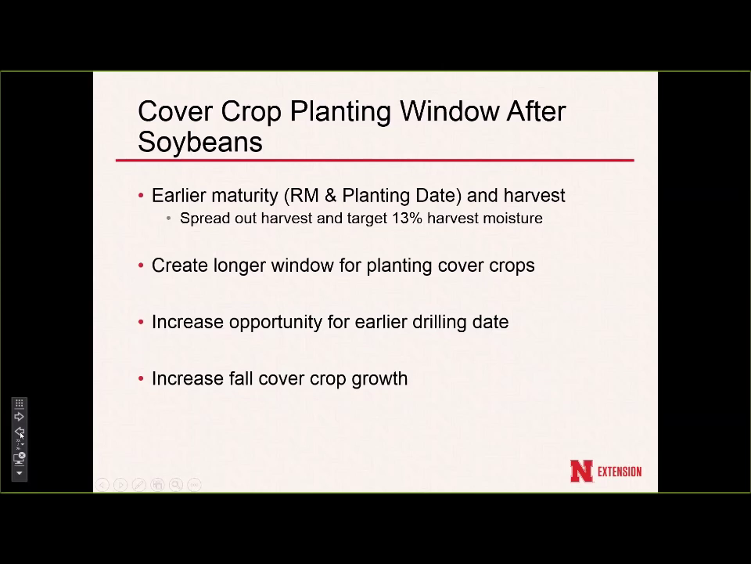Gaining an extra 10 days for relative maturity, picking a 2.6 versus a 3.4 is going to help, and planting a little earlier. You're going to give yourself a bigger window to get that established. If it's rye or wheat, probably not as critical. If it's something that's going to winter kill, those extra days in September are worth a lot in terms of total biomass produced.